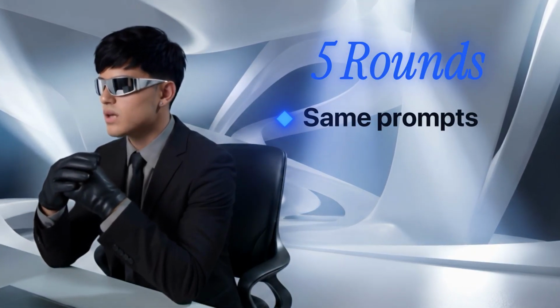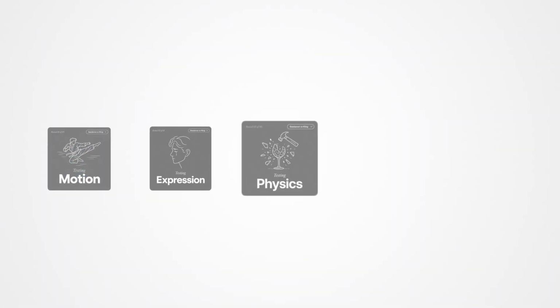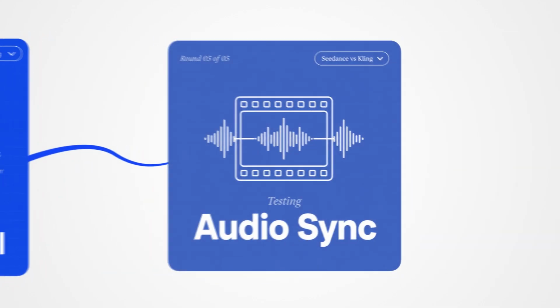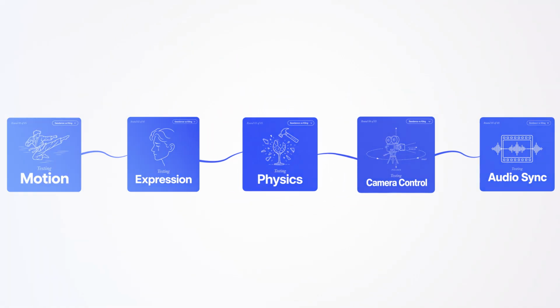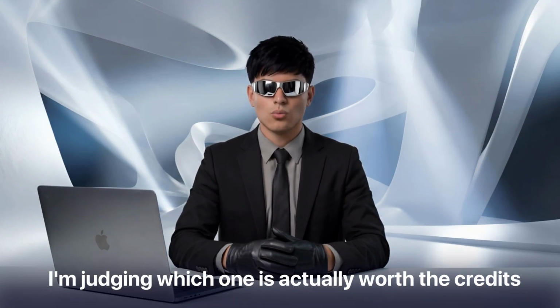Same prompt, same test. Multiple generations per model. Credits tracked. Each round measures something different. Motion, expression, physics, camera control, and audio sync. But here's the part that matters. I'm not just judging which model looks better, I'm judging which one is actually worth the credits.